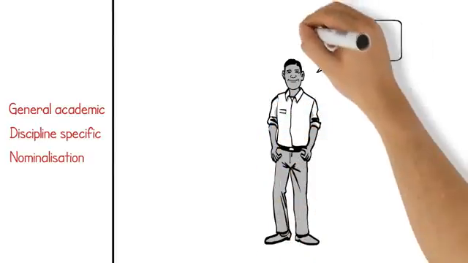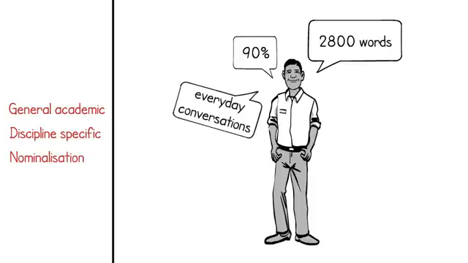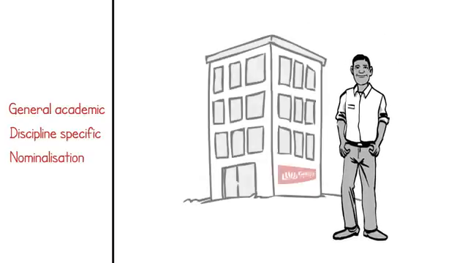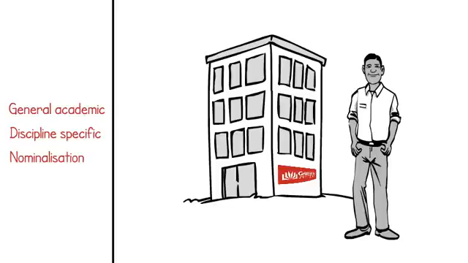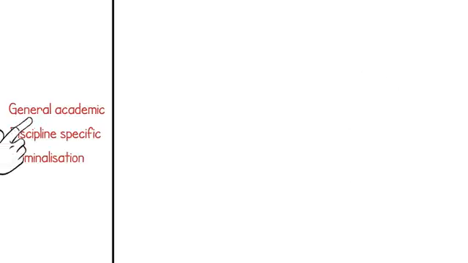You probably already know most of the words that you need to get by in everyday English. In fact, about 2,800 words make up 90% of the vocabulary used by native speakers in their everyday conversations. But the vocabulary that you are reading and hearing in your coursework is not the same as everyday English. Let's look at the most commonly used academic words across all disciplines.